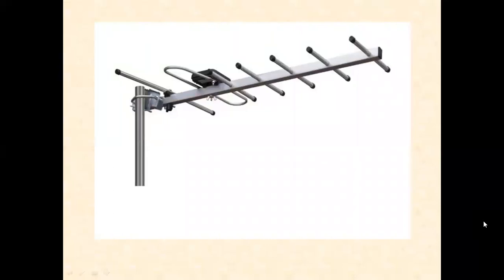This is the basic structure of Yagi-Uda antenna. This is a support rod, and all the elements are connected to this horizontal support rod. This antenna is oriented horizontally. It is used as a television receiving antenna. Since television signals are horizontally polarized, this antenna is mounted horizontally.